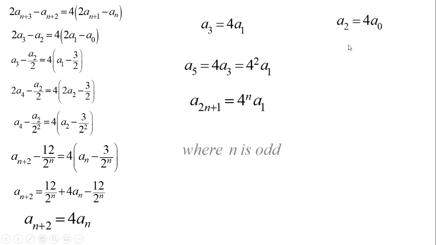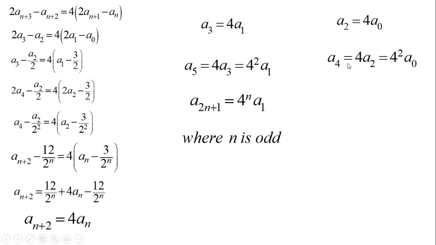And for the even terms, similarly, a4 will equal 4 squared a0, and in general a_{2n} will equal 4 power n times a2. a2 of course is a positive integer, and a1 is also a positive integer. So whatever the kind of n, whether it is even or odd, it will always be a positive integer.